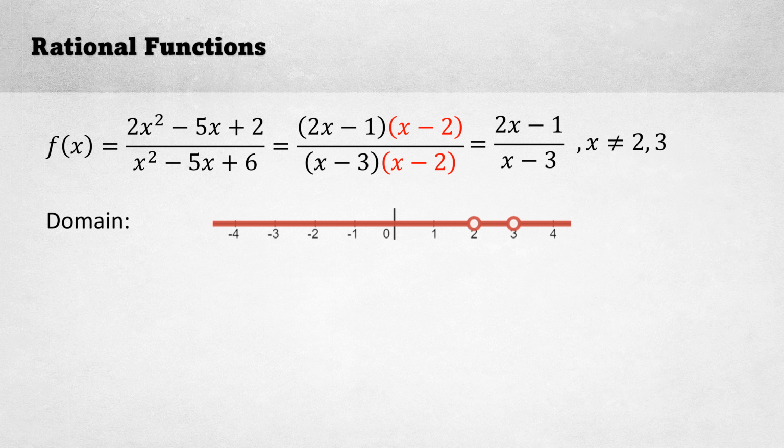It's because of these restrictions at 2 and 3 that when evaluating f of 2 and f of 3, we get 0 in the denominator. In interval notation, we express this as negative infinity to 2, union 2 to 3, union 3 to infinity.